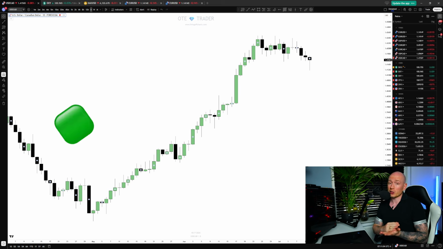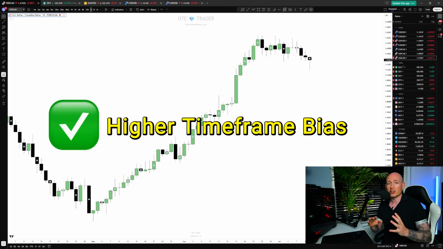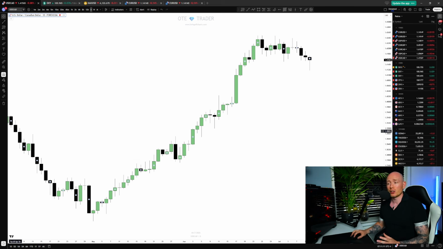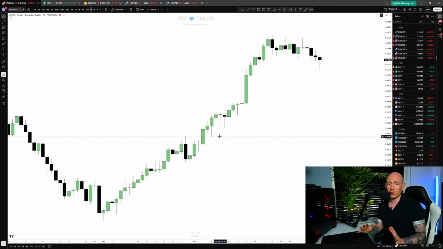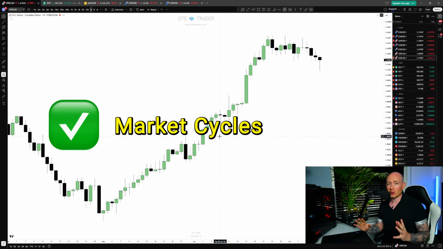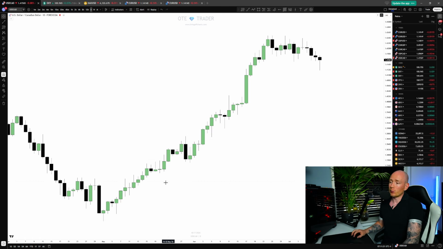We'll start off, as always, with the higher time frame bias, right? This is the most important part. If you do not have a clear daily bias, you will not be able to trade the time frame alignment model. Then second step, we need to know what kind of market cycle we are in on the higher time frame as well, because we might be bullish on the higher time frame, but there could also be a consolidation phase in between, and that's not high probability to trade.